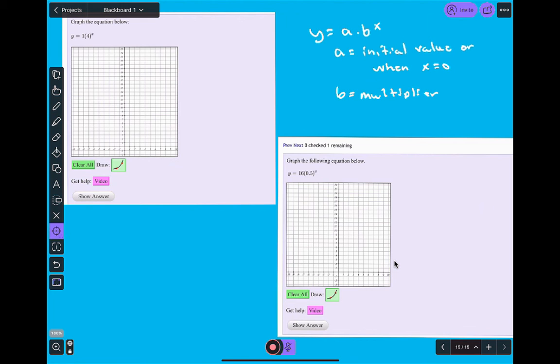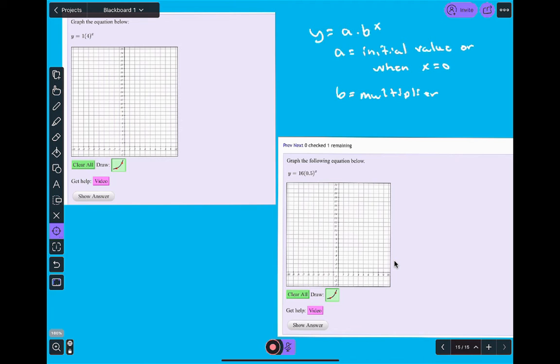Okay, guys, the last video I'm going to help you with is for problems 9 through 12 on exponential equations number 1. Now, in this problem, you have to create a graph from an equation. And they give you an equation right there, where 1 is the initial value and 4 is the multiplier, because my a is my initial value and my b is my multiplier.